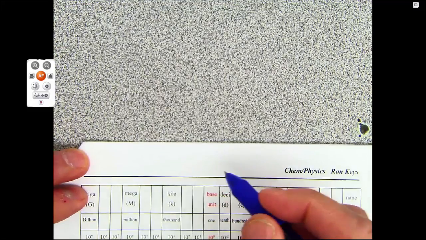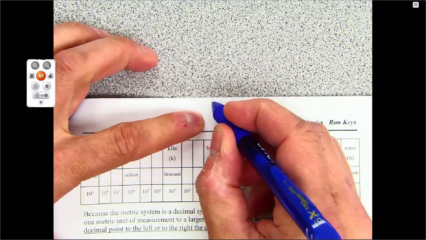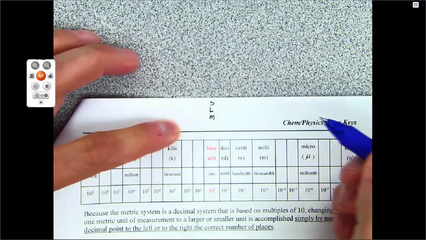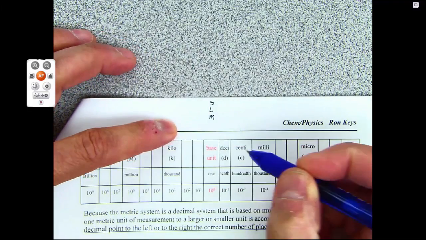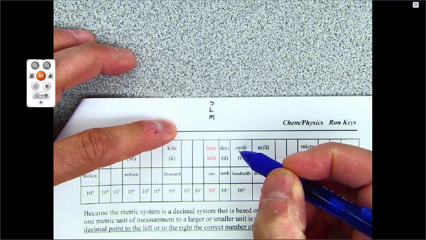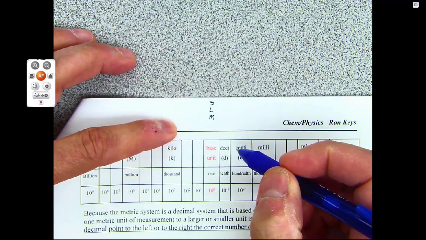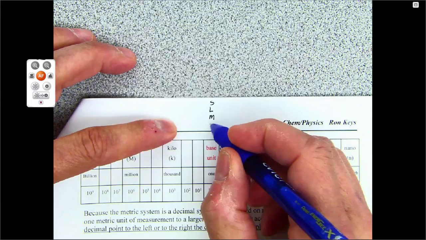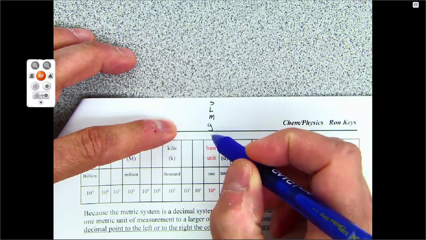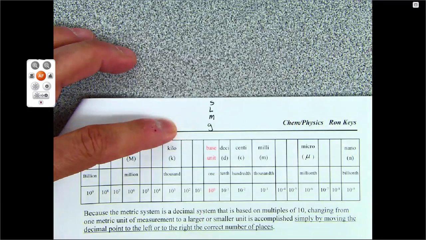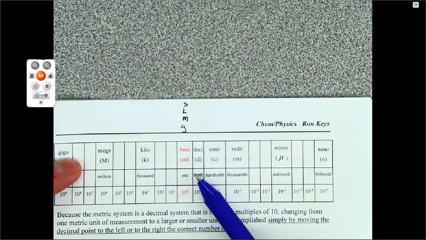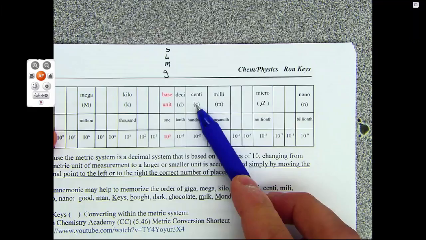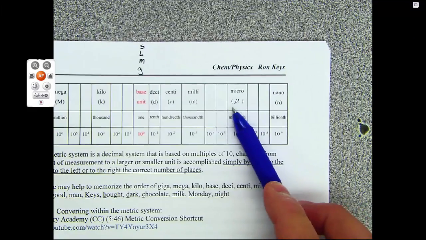Now a base unit might be seconds, it might be liters, it might be meters, it might be bytes, for terabytes, kilobytes in the computer language. Seconds, liters, meters, grams, any single letter, you'll see that. Otherwise, if we make smaller, we're going to go deci, centi, milli, micro, and nano.